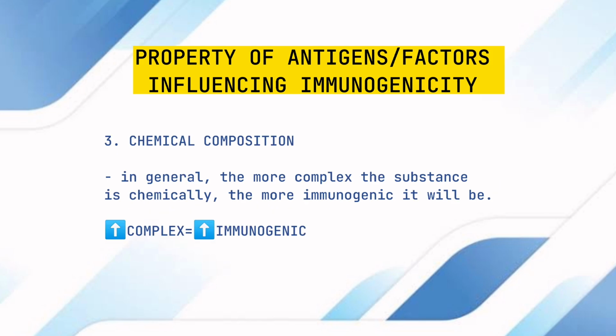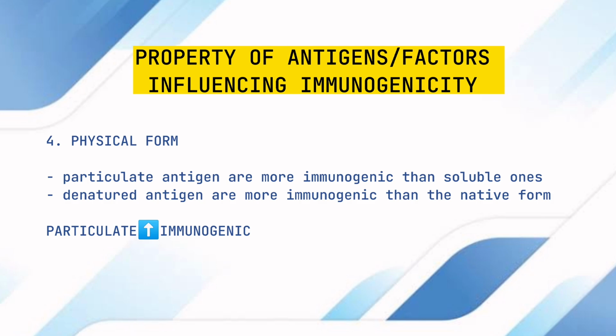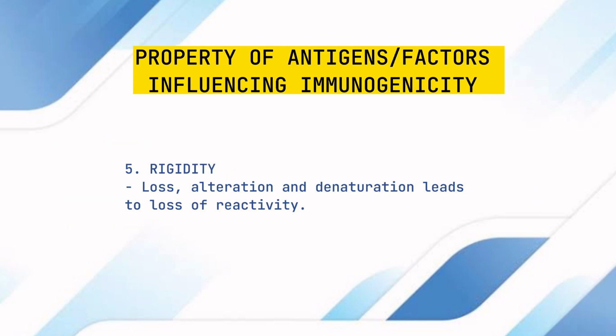3. Chemical composition. In general, the more complex the substance is chemically, the more immunogenic it will be. 4. Physical form. In general, particulate antigens are more immunogenic than soluble ones, and denatured antigens are more immunogenic than the native form. 5. Rigidity. Loss, alteration, and denaturation lead to loss of reactivity.